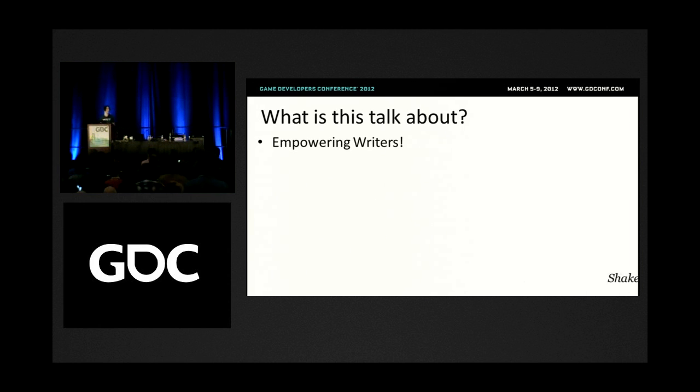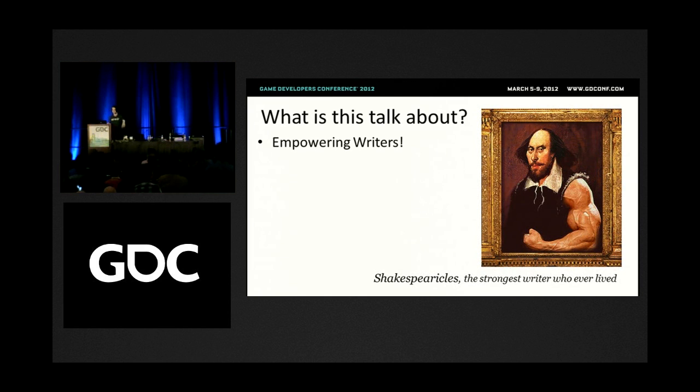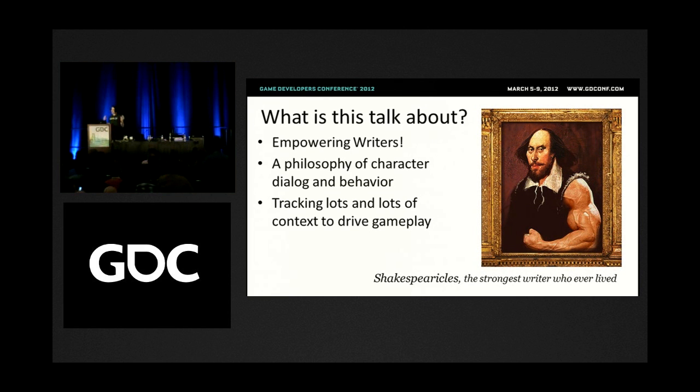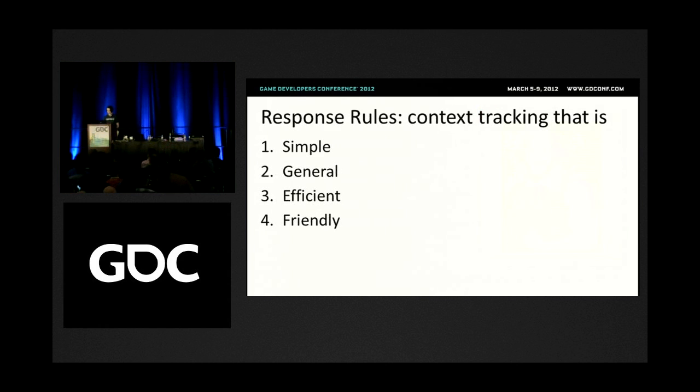It is about writers. It is about empowering writers. It is about a way to approach tracking state in the world in a way that enables writers to do what they do best, which is making your characters say things that are interesting. It is, as much as possible, a system that is simple, general, efficient, and friendly. That is 3 things, not 4.